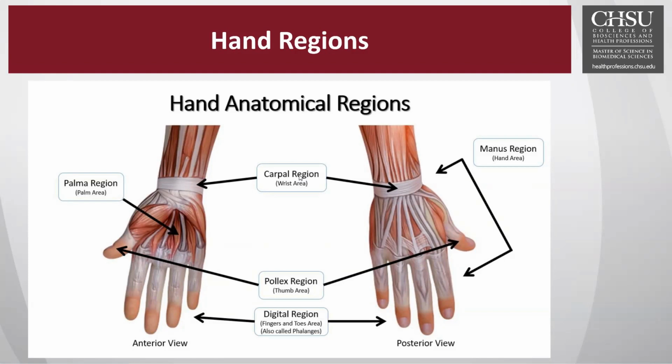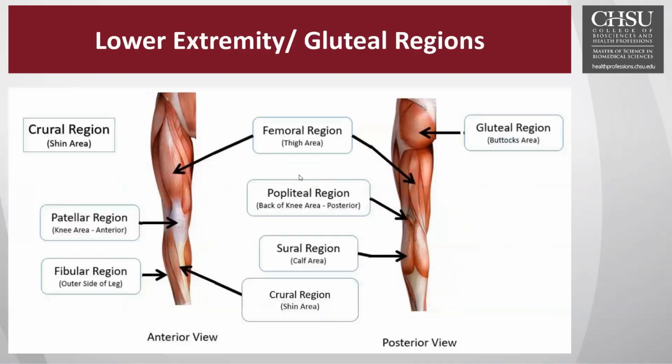The pollex would be the thumb. So we'll talk about a lot of muscles that have pollicis in the name, adductor pollicis, pollicis longus. That is going to be a muscle that moves the thumb. The digital region would be the digits themselves. We'll talk about the phalanges, or the bones that form the digits, but the region itself would be the digital area. The lower extremity or gluteal region, first we have the pectoral region.